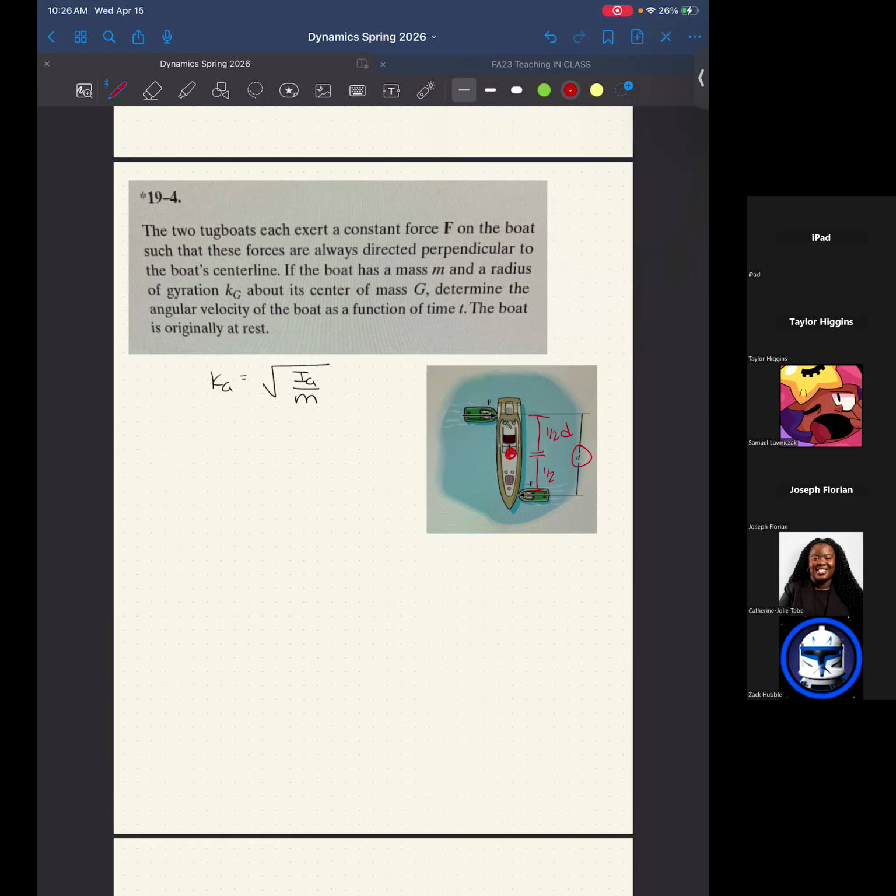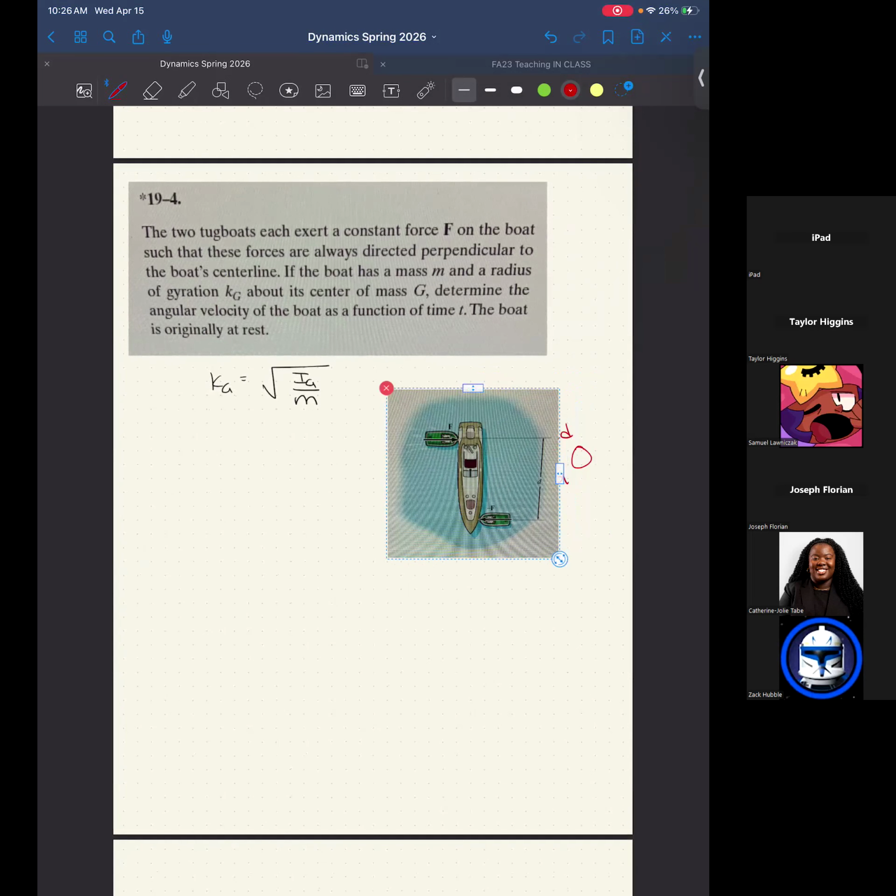Would it be possible for you to zoom in just a little bit? Yes. Let me just make the picture bigger. Oh, thanks.